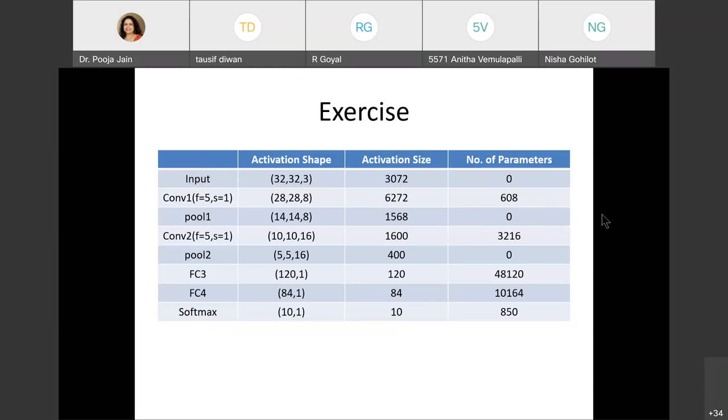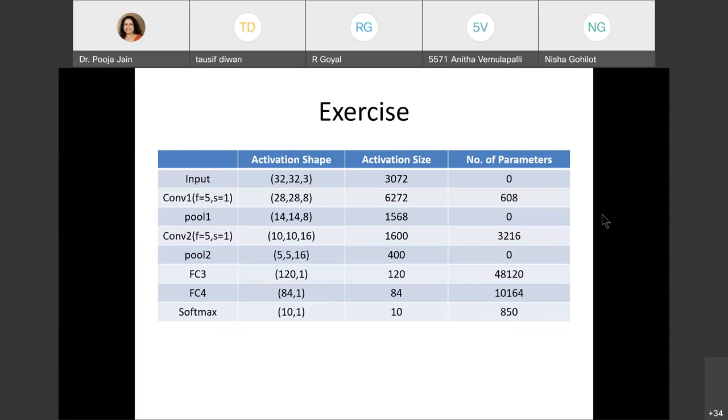Okay, one question is there, about the repetition of how to count the number of parameters. Let me explain this. See, this 5x5 filter is applied on the input. The number of channels in the input is 3. So 5x5 is applied on this 32x32x3. In this filter also, 25 weights correspond to each channel. On top of that, we are having one bias.